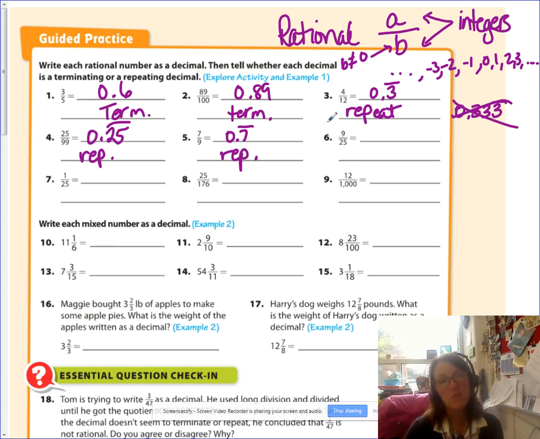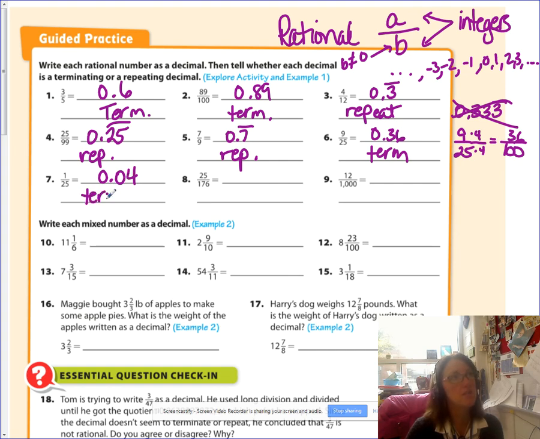9/25. Now you can do the long division, but some of you had mentioned last week that you know that 25 goes exactly into 100, and that means you get 36 hundredths, so it's perfectly 0.36, and it terminates. Same thing here. Be careful with your zeros, though. It should be 0.04. It's the same as 4 hundredths, and that terminates.